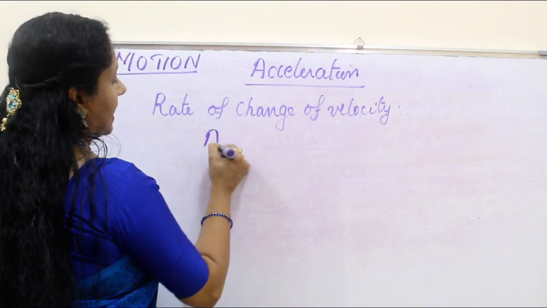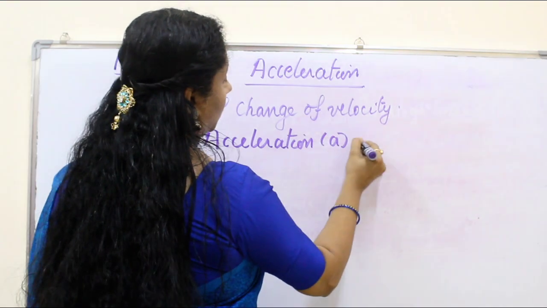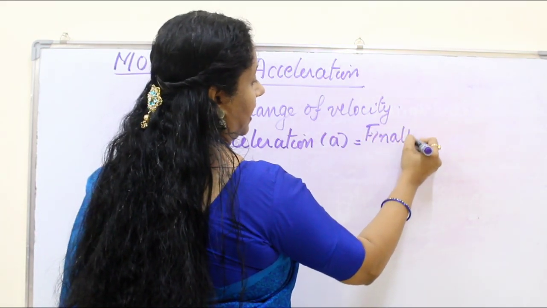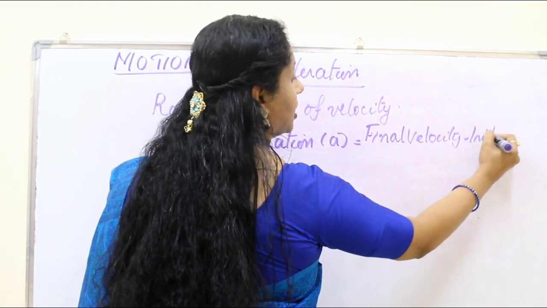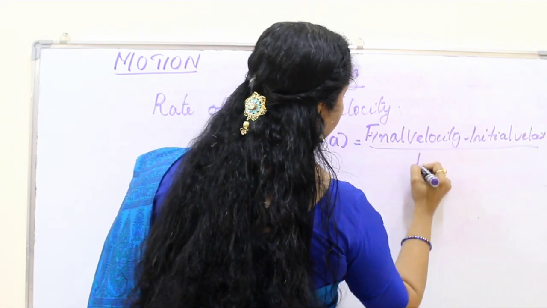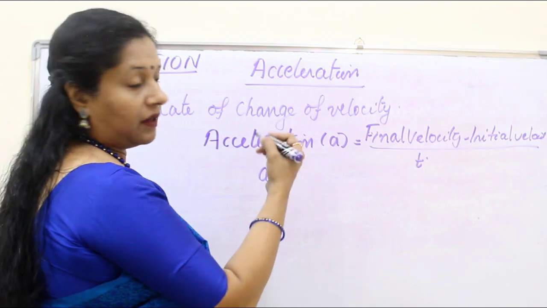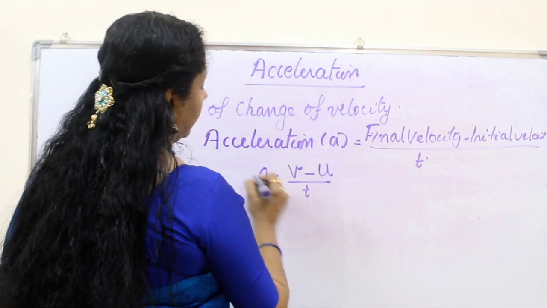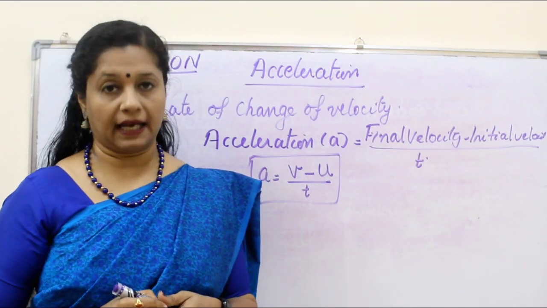So we can say that acceleration A is equal to final velocity, meaning the velocity has changed, minus initial velocity, that is the change in velocity, upon time. So A is equal to, what is the symbol for final velocity? V, minus initial velocity U, by T. So this is the equation for acceleration.